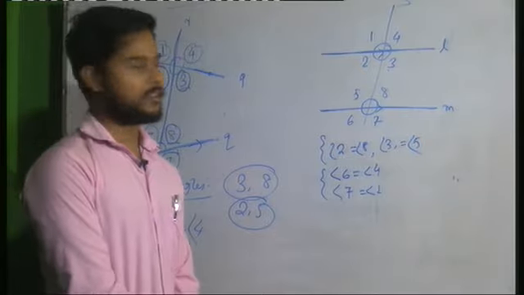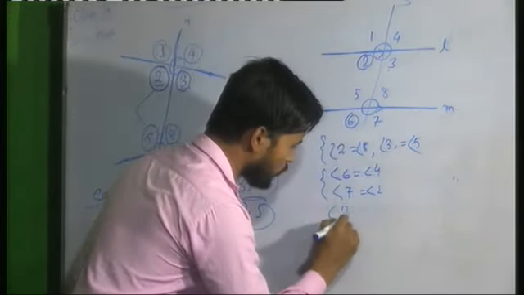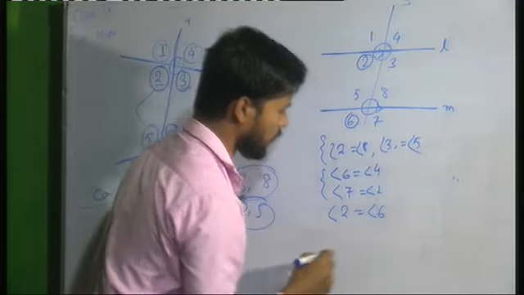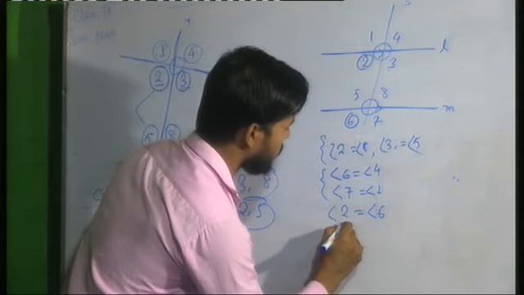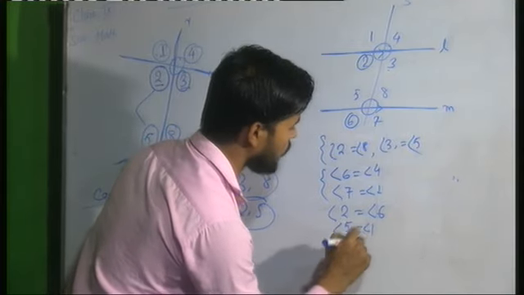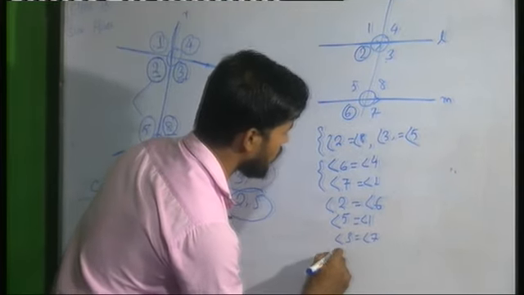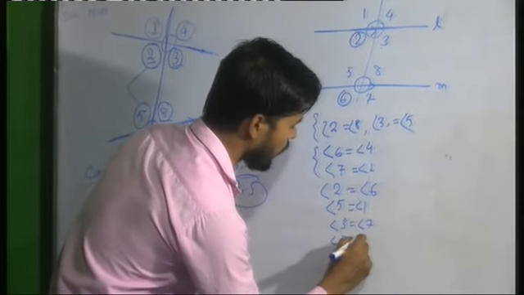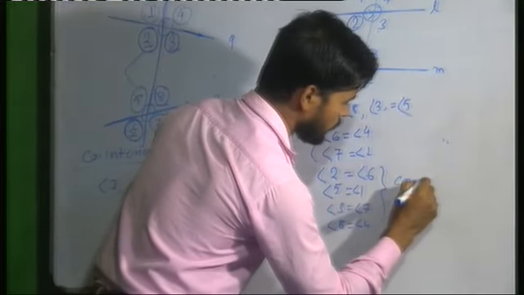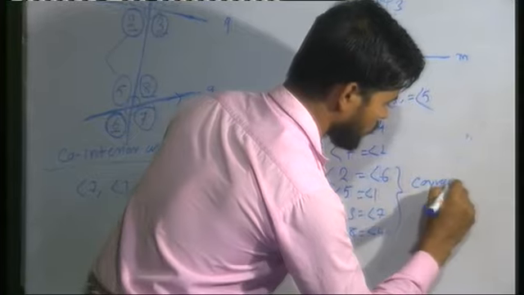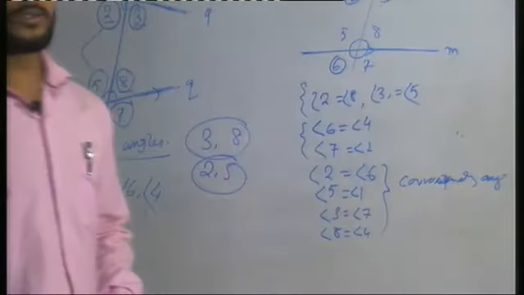And the corresponding angles are equal. Corresponding angles mean angle 2 and angle 6, so angle 2 is equal to angle 6. Angle 5 is equal to angle 1. Angle 3 is equal to angle 7. Angle 8 is equal to angle 4. They are corresponding angles, so corresponding angles are also equal.